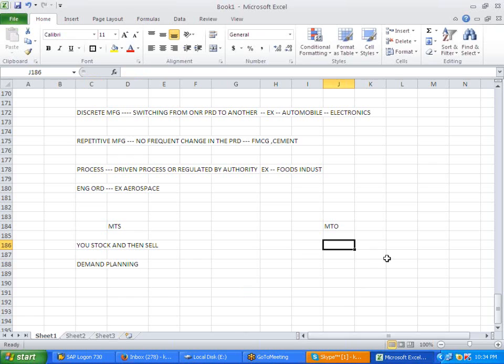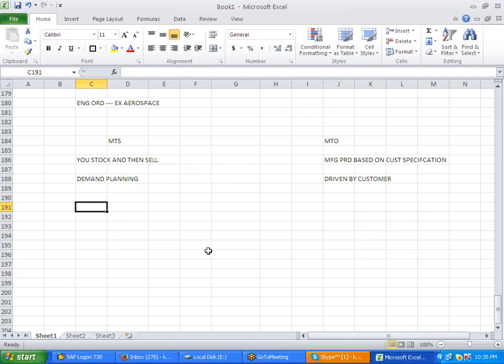Okay, MTO. Manufacturing the product based on customer specification, right, Mohammed? So this is driven by what? This is basically driven by the customer. Unless and until the customer gives an order, there is no production. Customized orders. Customer is the highest value.